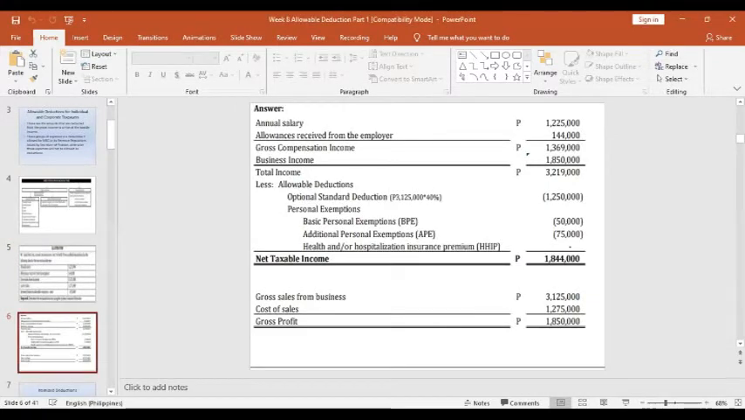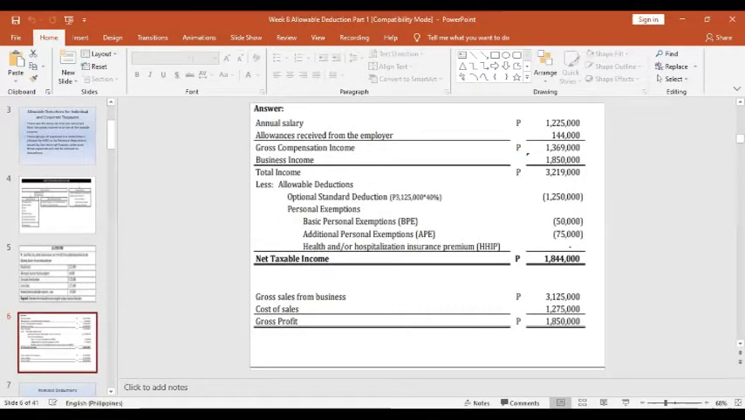So here is the answer. The net taxable income of Mr. Juan de la Cruz is 1,884,000 under the old regulation or RA 8424. How is the 1,844,000 derived? Of course, we have to itemize or summarize the gross taxable income. Since the income of Mr. Juan de la Cruz is mixed, let us summarize the compensation income first. And what is the compensation income of Mr. Juan de la Cruz? The annual salary of 1,225,000 and the allowances received from the employer of 144,000.